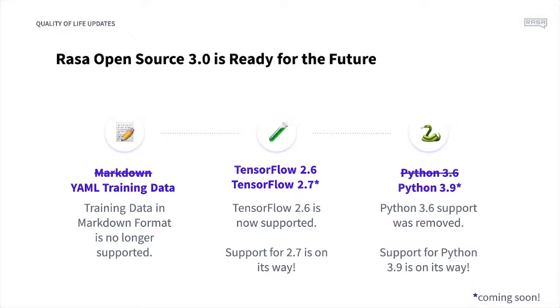Further, we've updated the version of one of the machine learning libraries, which is at the core of Rasa Open Source, TensorFlow. TensorFlow 2.6 closes a lot of security vulnerabilities and makes your Rasa deployments way more secure. We are currently also working on adding support for TensorFlow 2.7 and will add support for it soon. In Rasa Open Source 3.0, we also remove support for Python 3.6. Python 3.6 reaches its end of lifetime at the end of this year. We've already started to make Rasa Open Source compatible with Python 3.9. Support for Python 3.9 will be in one of the next releases.